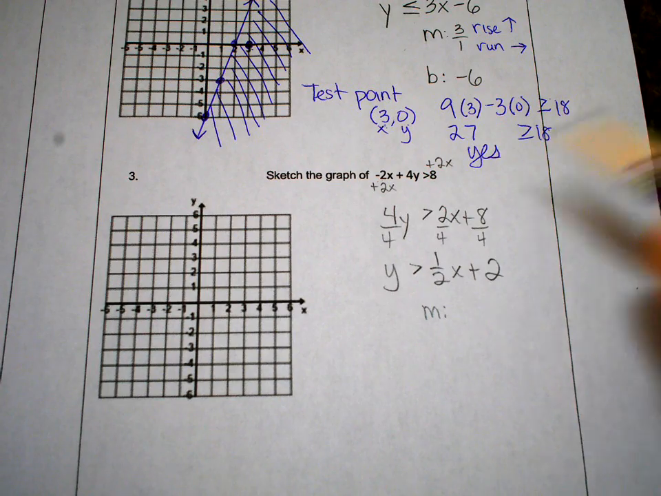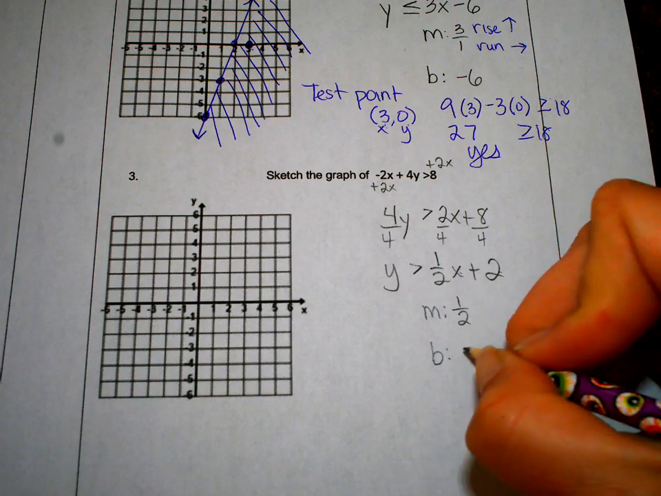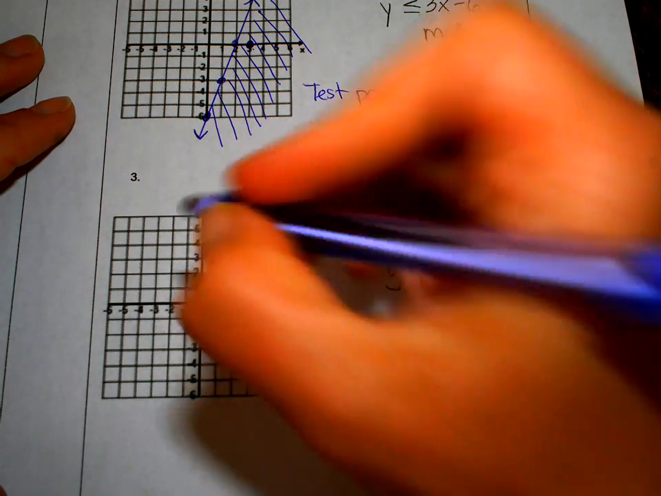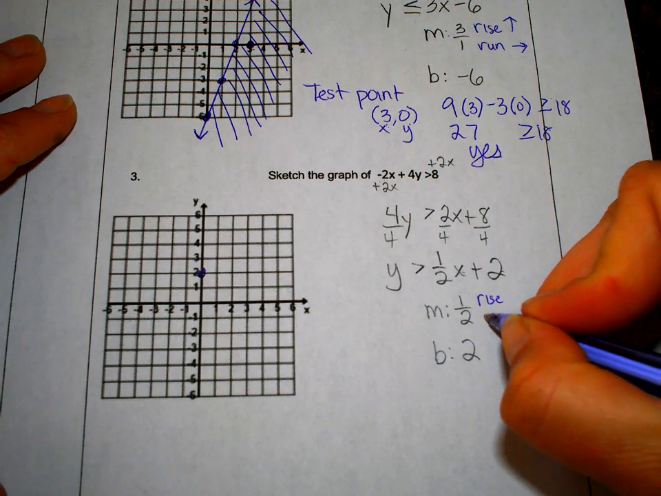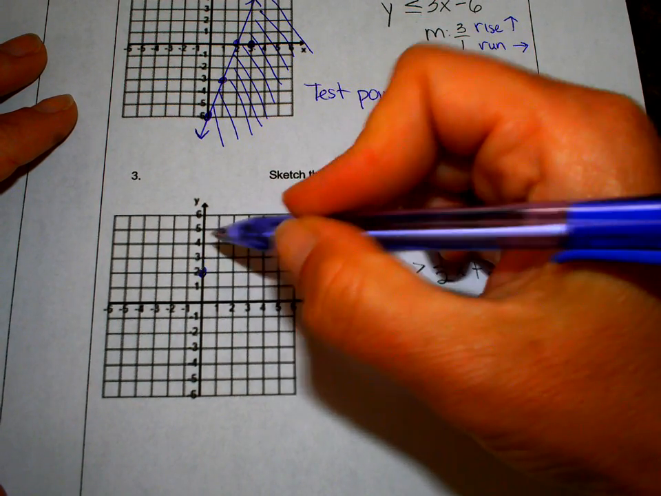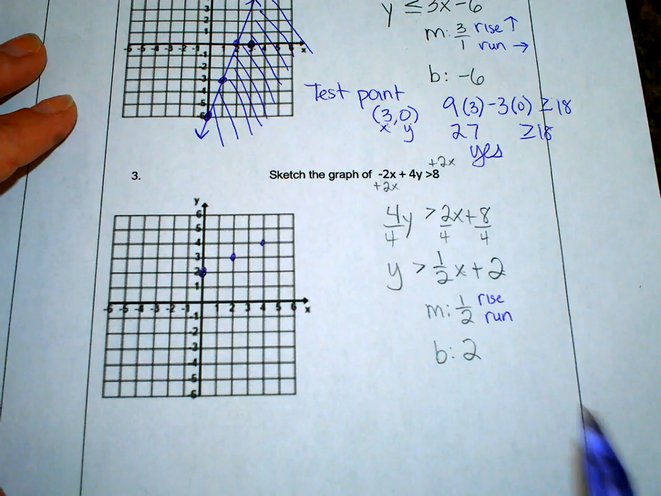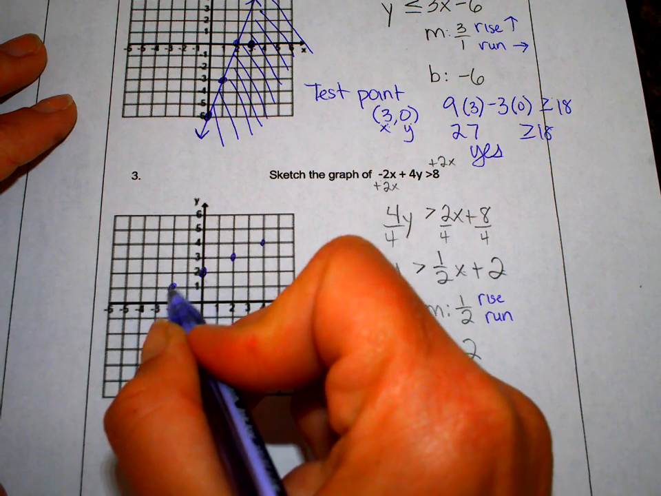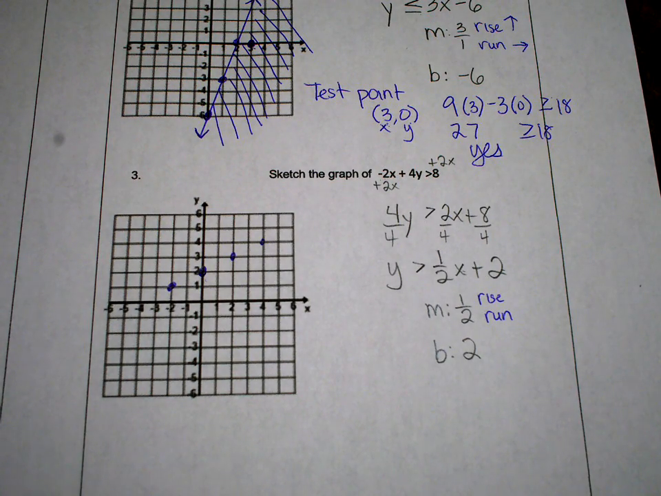Identify what my slope is. My mx plus b. M is 1/2. Y-intercept, begin, is at 2. Okay, so begin at 2. Rise 1, run 2. Rise 1, run 2. And I would like you, please, to reverse it. Go back to your y-intercept and go down 1, left 2. Okay? So, oh, should it be solid or dotted?